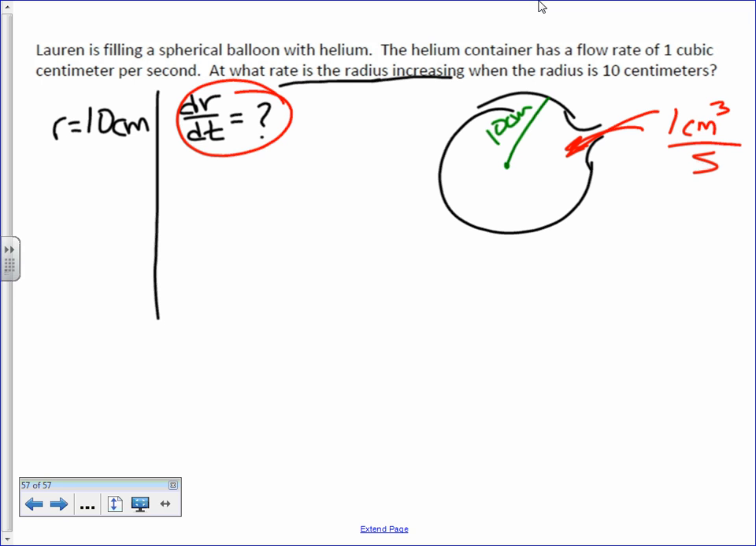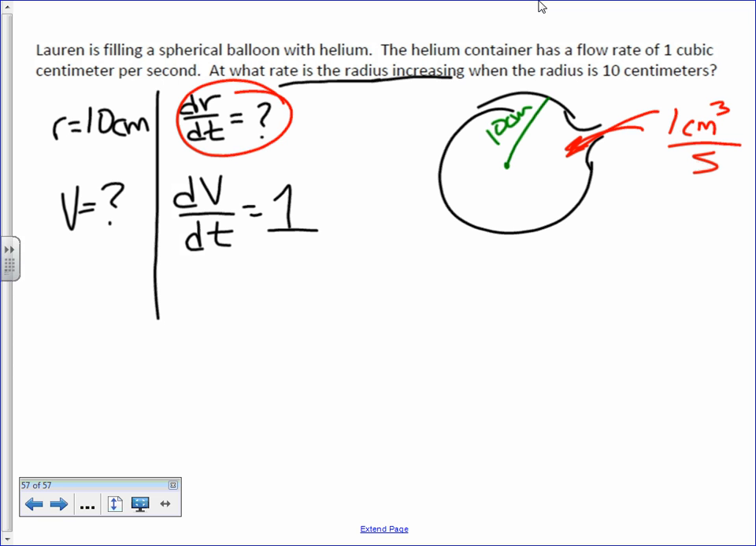Okay, so what else do we have? We have 1 cubic centimeter per second. 1 cubic centimeter is going into that spherical balloon per second. So what does that tell us about the balloon? That tells us how fast the volume is changing. A cubic centimeter is a measure of volume, and 1 cubic centimeter per second means we're increasing the volume by 1 cubic centimeter per second. So dV/dt equals 1. Okay, now do we know V? No, not yet.